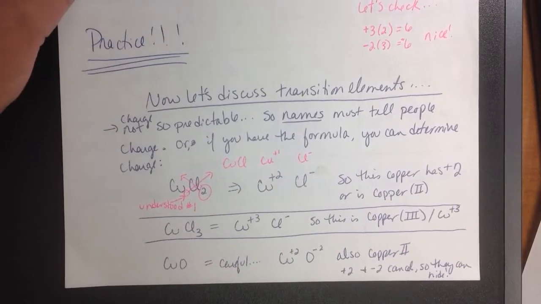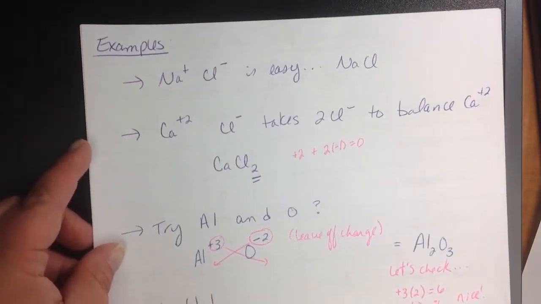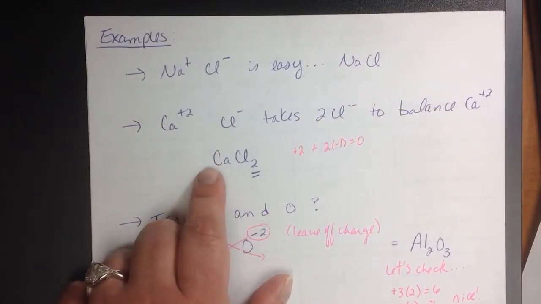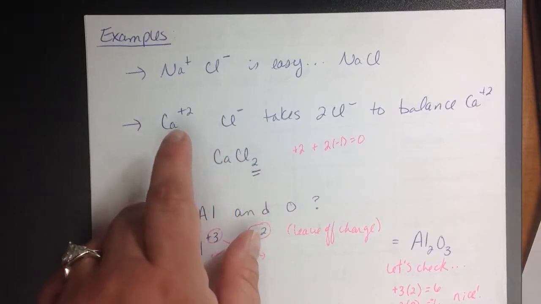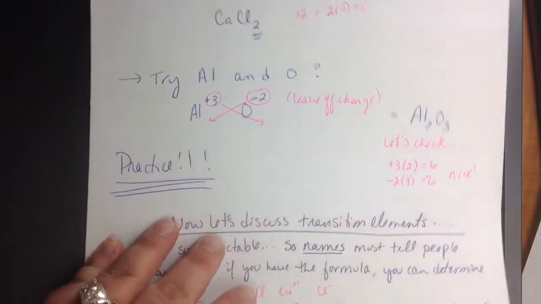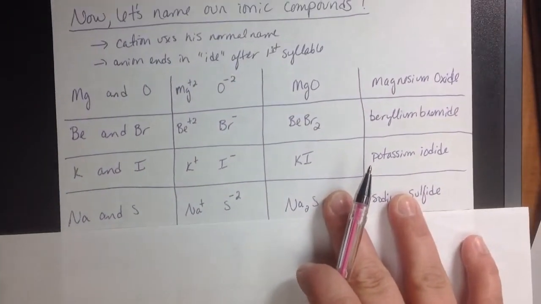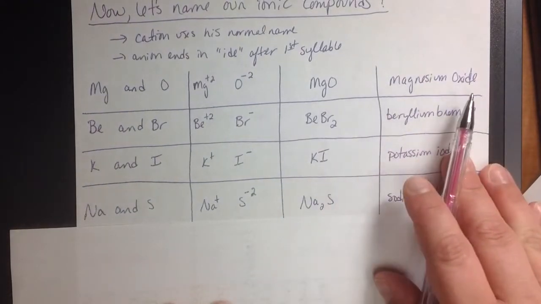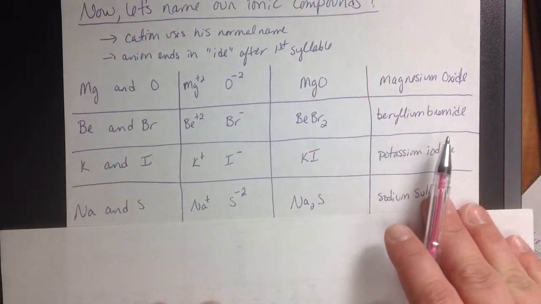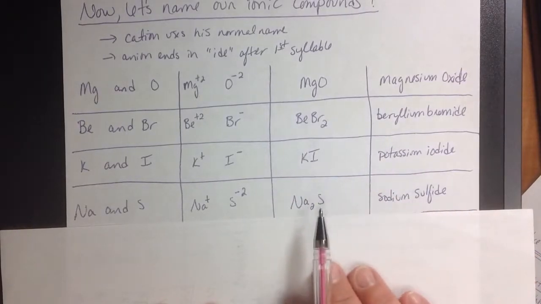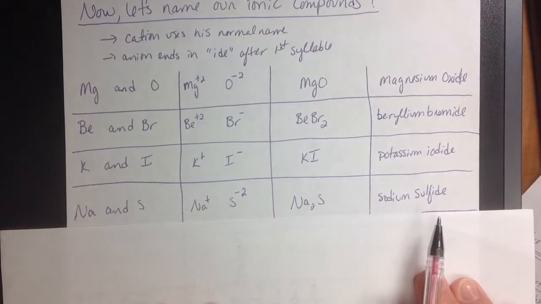Let's go back and look at these others. With the main group elements, you don't have to tell people what the charge is. So this becomes aluminum oxide, calcium chloride. This would be sodium chloride. So let's go back and look at these names now. I hope it makes sense that this is magnesium oxide, beryllium bromide, potassium iodide, and sodium sulfide.